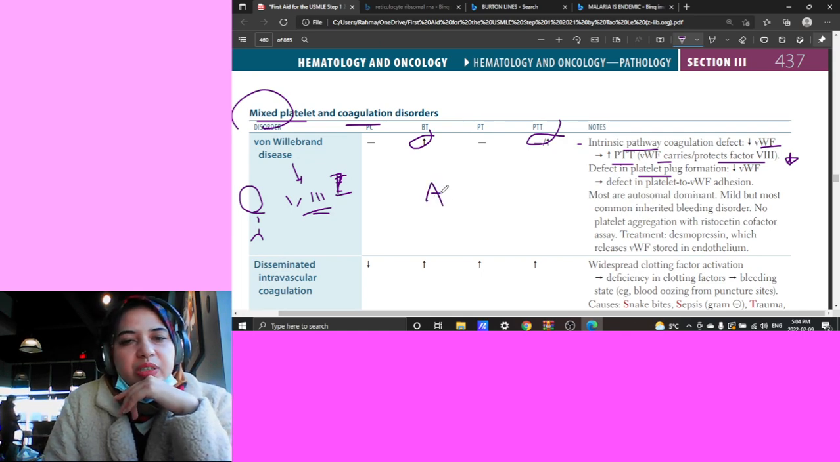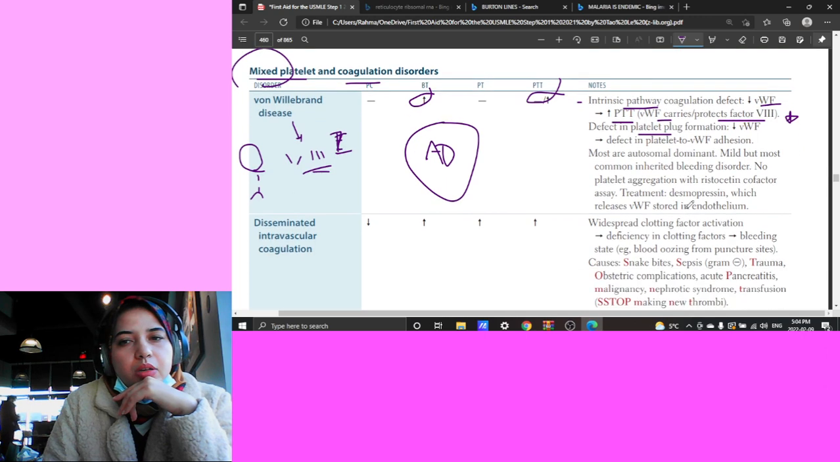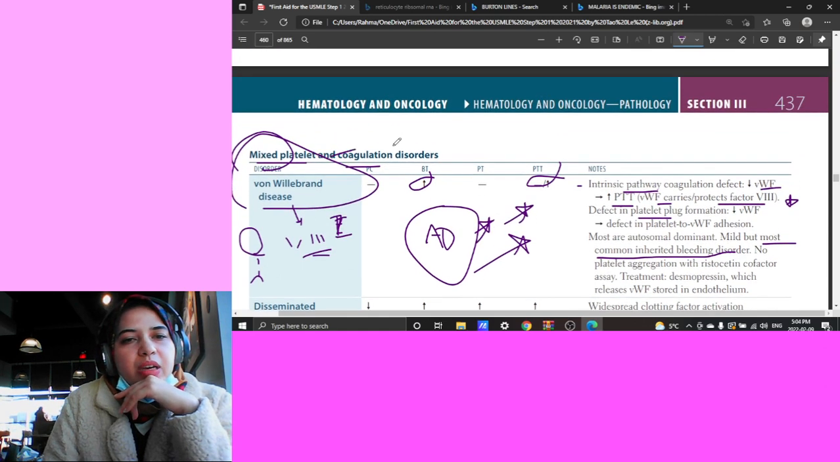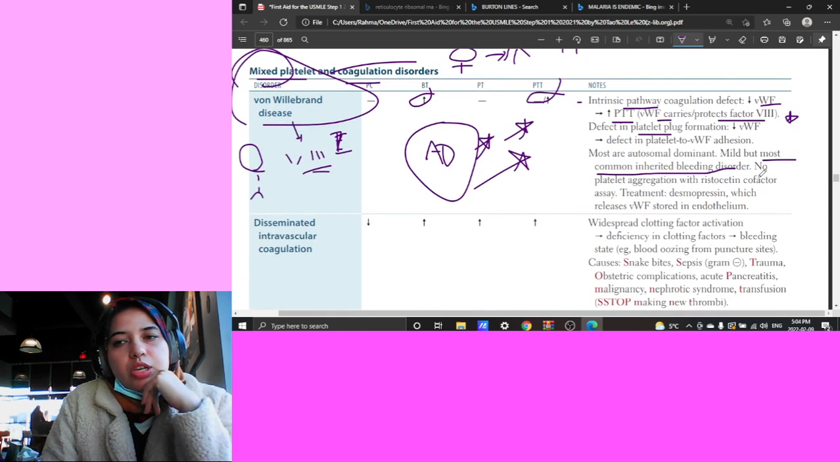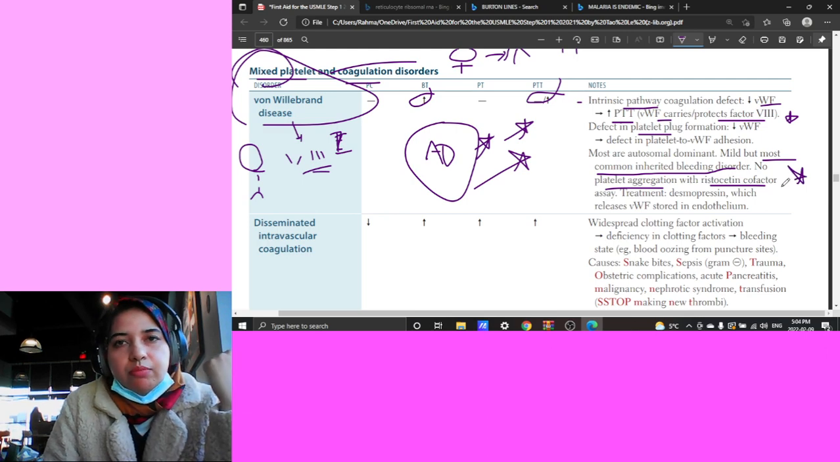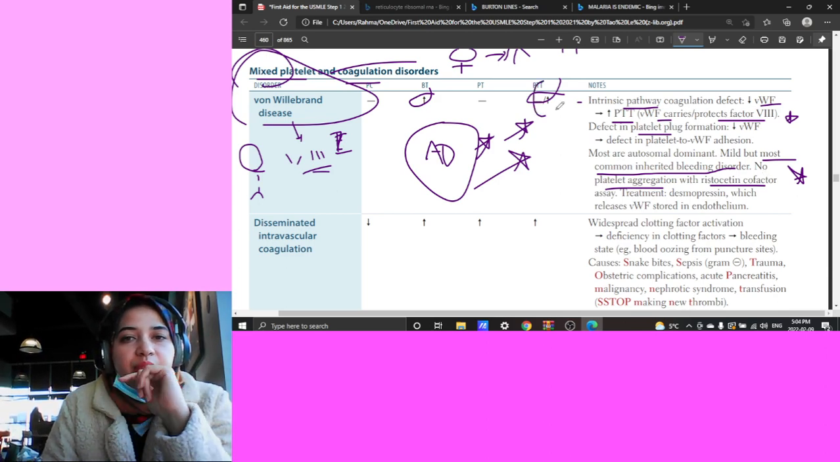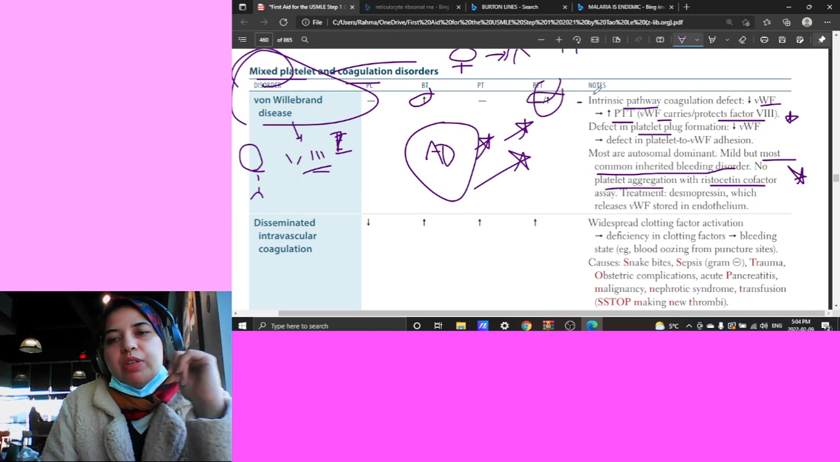It is autosomal dominant. That's very important. And it is the most common inherited bleeding disorder. Most common inherited bleeding disorder. You're going to typically have a female with menorrhagia, heavy bleeding during menstruation. You're going to have no platelet aggregation with ristocetin. Remember to differentiate that from Bernard-Soulier, where you're going to have large platelets, so you're not seeing any large platelets here. They also have increased PTT, which is normal with Bernard-Soulier.